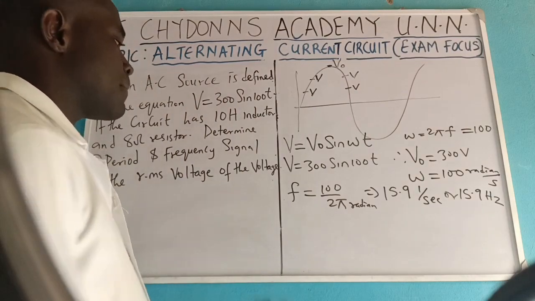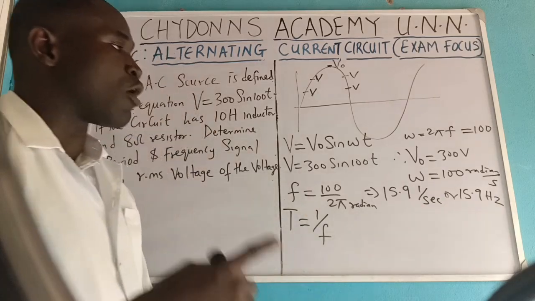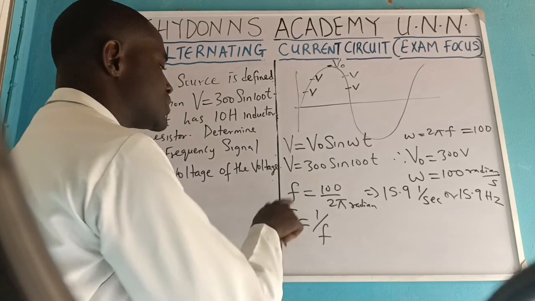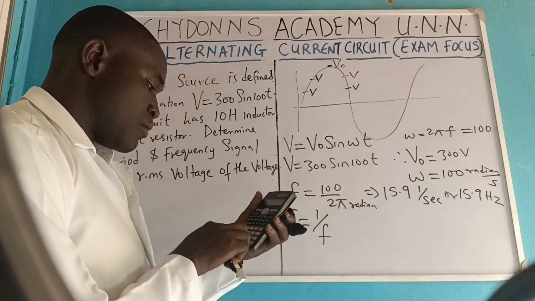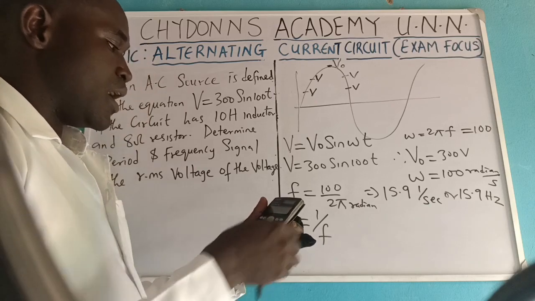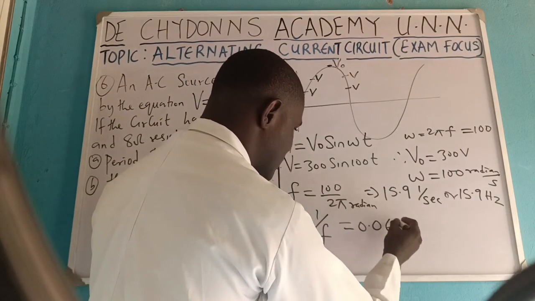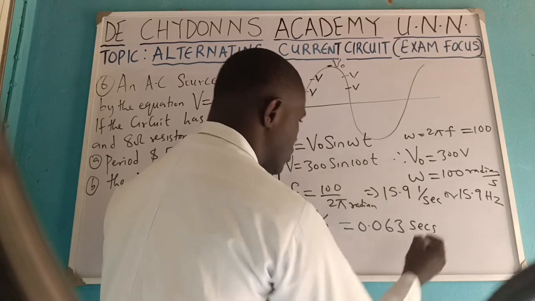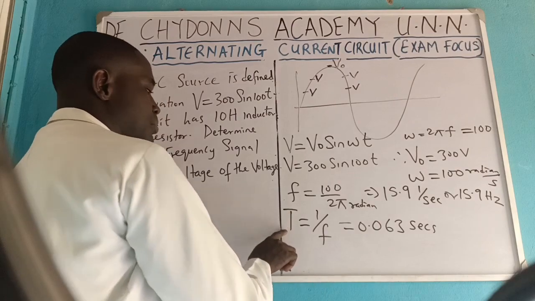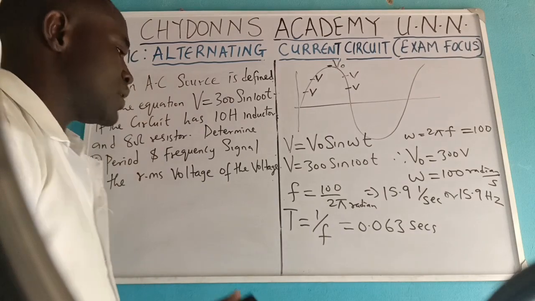That is your frequency. Now remember that your period is equal to 1 over F, from the principle of waves, because this moves in a wave-like pattern. So 1 over 15.9, the inverse of 15.9, will give us 0.063 seconds. So your frequency is 15.9 hertz and your period is approximately 0.063 seconds.